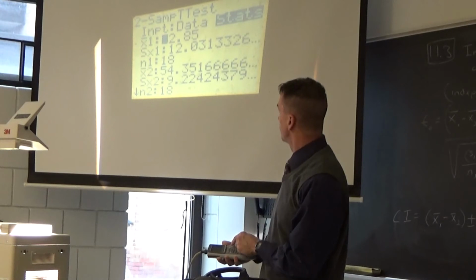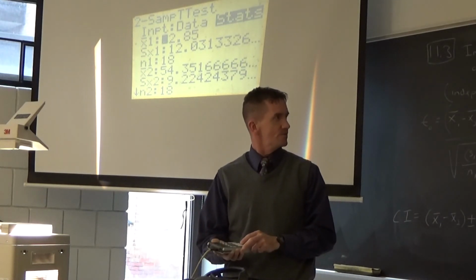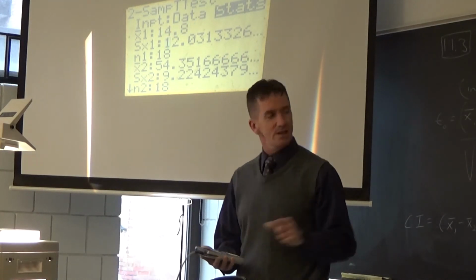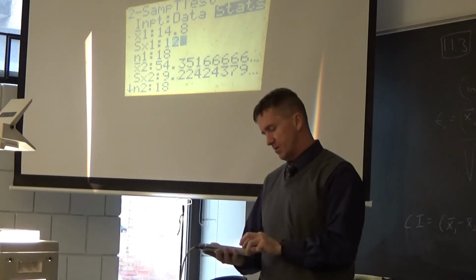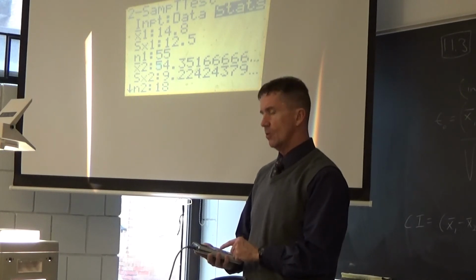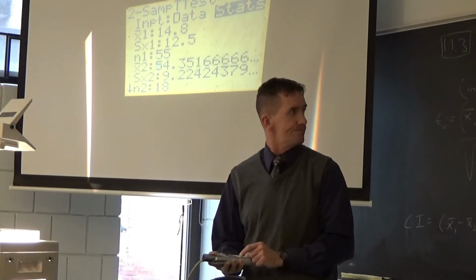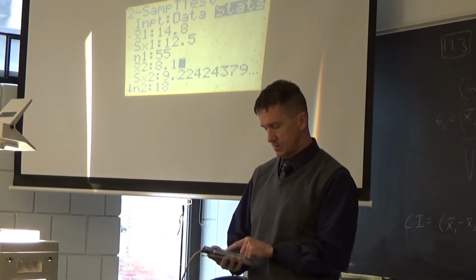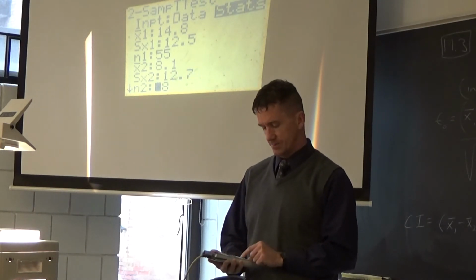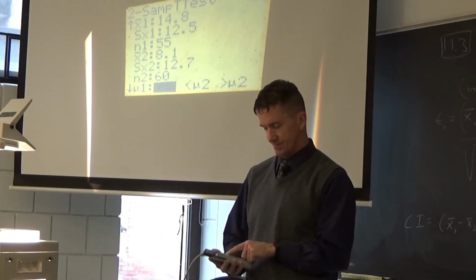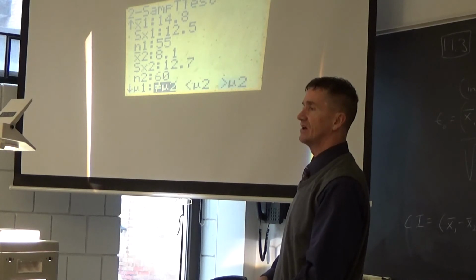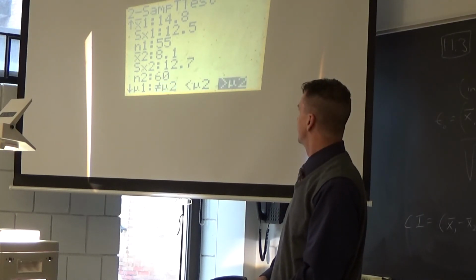All right, what's x bar 1? Somewhere on that table. 14.8. What's Sx1? 12.5. What's n1? 55. What's x bar 2? 8.1. Sx2. 12.6. And n2. 60. Which one of these do I want? Greater. Yeah, I went greater than, right? Excellent.